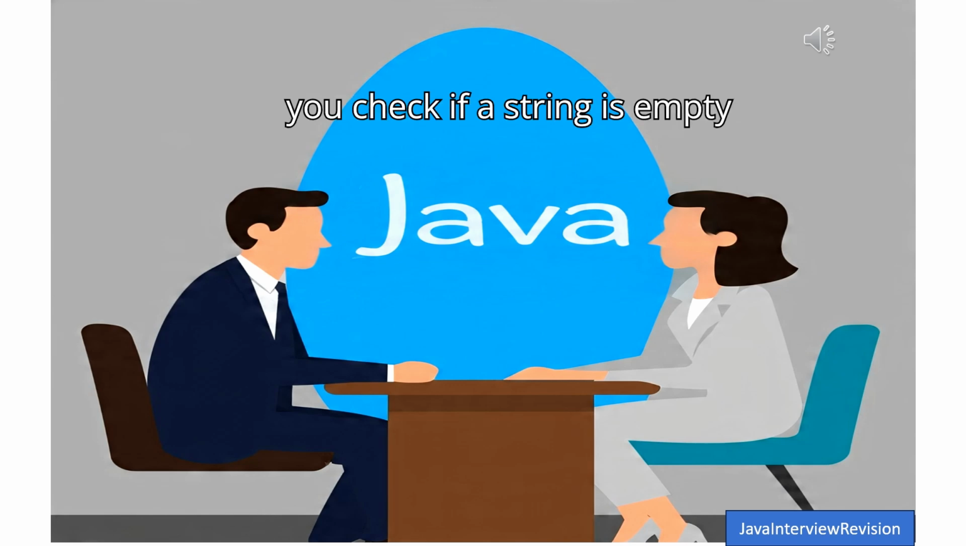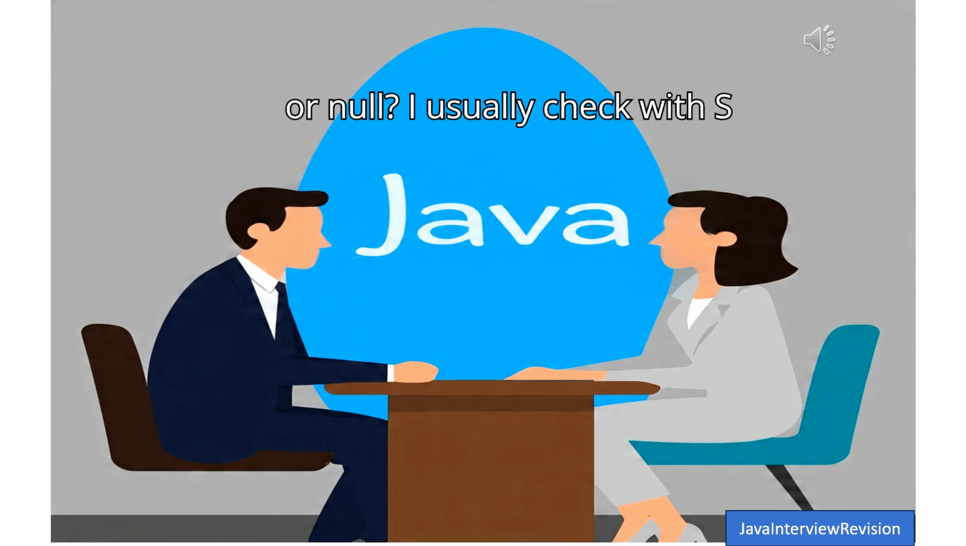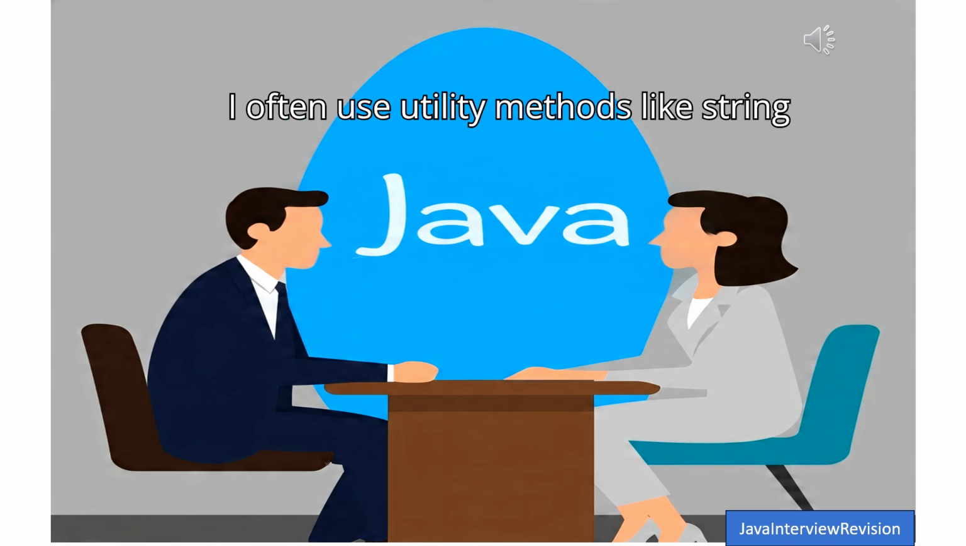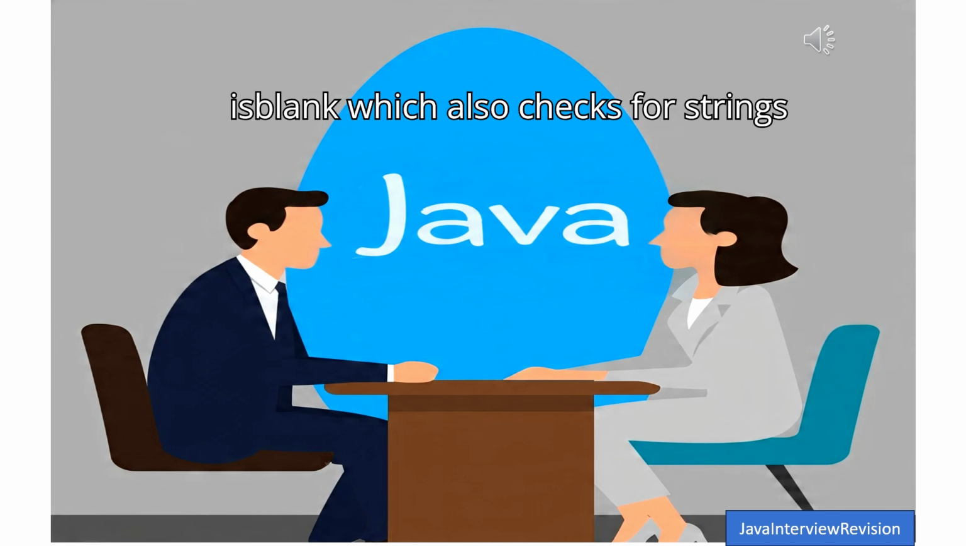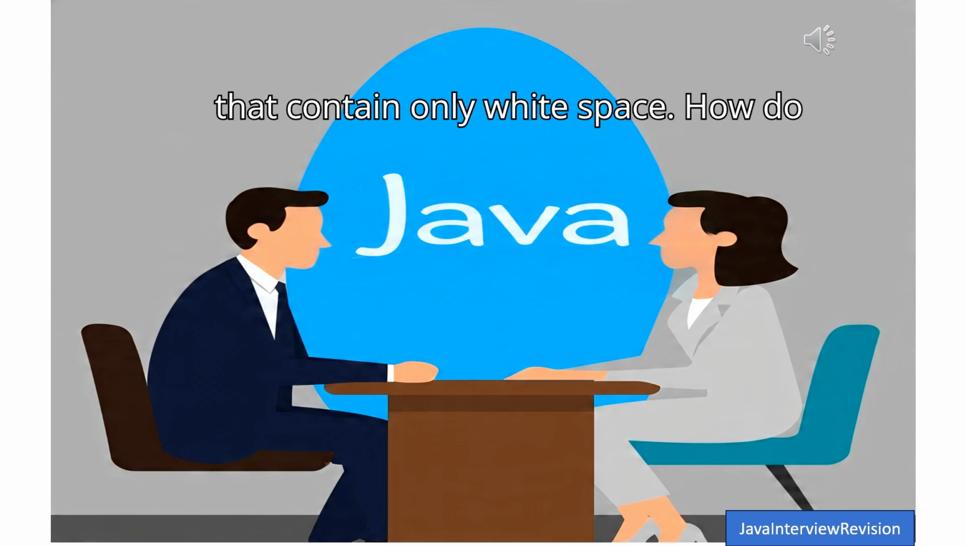How do you check if a string is empty or null? I usually check with s != null && !s.isEmpty(), but in practice I often use utility methods like String.isBlank, which also checks for strings that contain only whitespace.